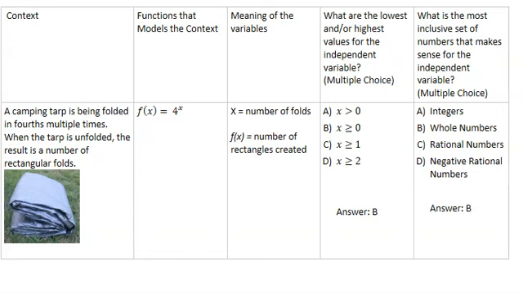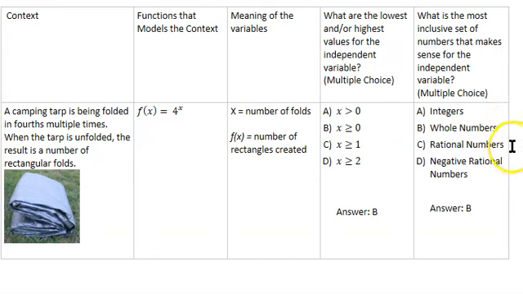And the last part here asks, what is the most inclusive set of numbers that makes sense for the independent variable? So we have A, integers, B, whole numbers, C, rational numbers, and D, negative rational numbers. So again, this is asking what set of numbers actually makes sense to represent the number of folds. So if we're thinking about this, an integer can be all of your numbers like 1, 2, 3, 4, 5, both positive and negative. In this particular case, I can't have negative folds, so that means A cannot be my answer in this case.